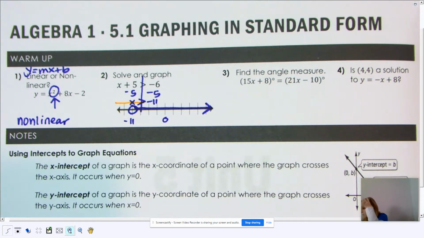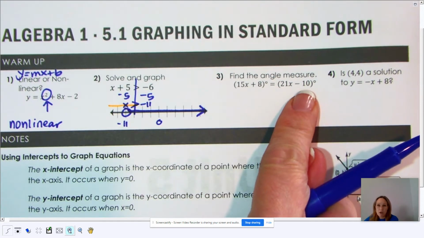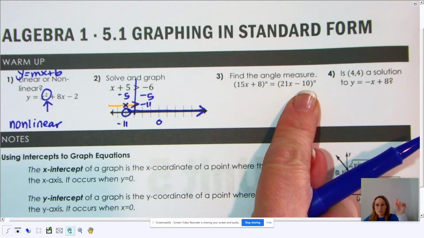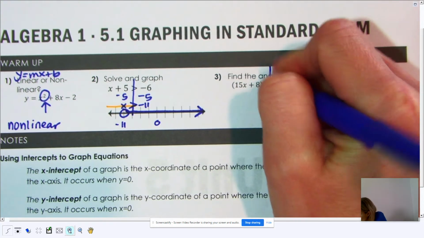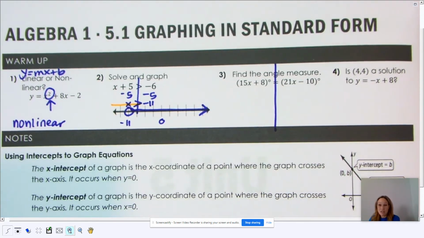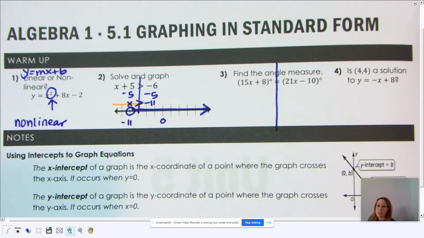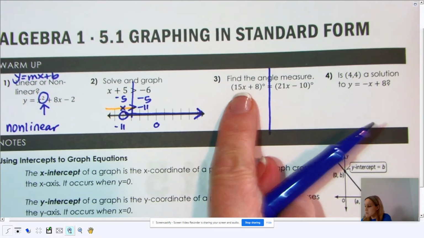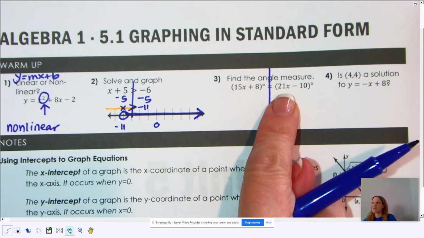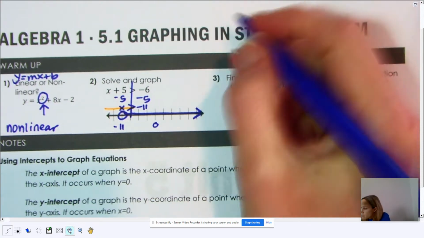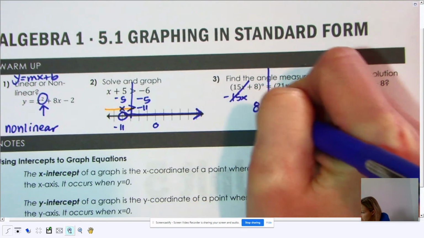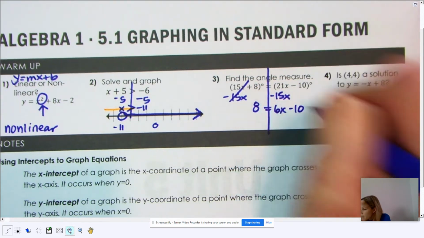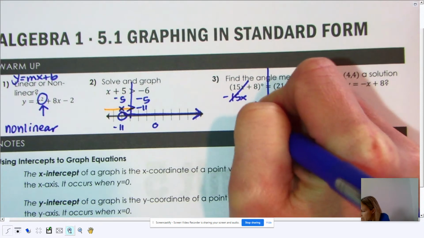All right, question number 3, it says find the angle measure. So if we know that 2 angles are equal to each other, we can get rid of the parentheses, we can get rid of the little degrees, and we can go ahead and solve. I like to look for wherever the smaller variable is. So 15x is smaller than 21. Technically, the variable is the same, it's the coefficient on the variable. So I'm going to subtract 15x on both sides. So I get 8 is equal to 6x minus 10.